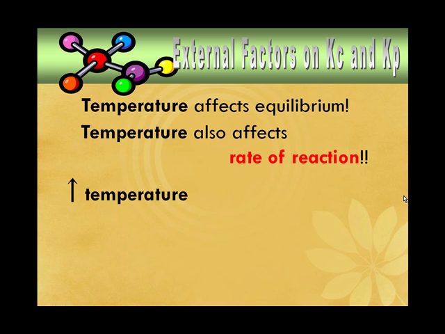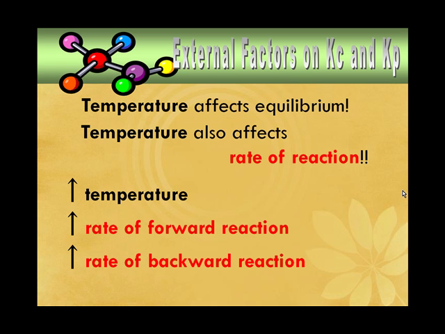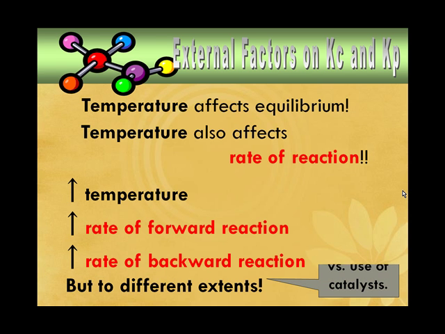If you are going to increase the temperature, this is going to increase the rate of the forward reaction and the rate of the backward reaction. But the increase is to different extents. If you compare this to the use of a catalyst, the use of a catalyst will actually increase the rate of the forward reaction and the rate of the backward reaction to the same extent.